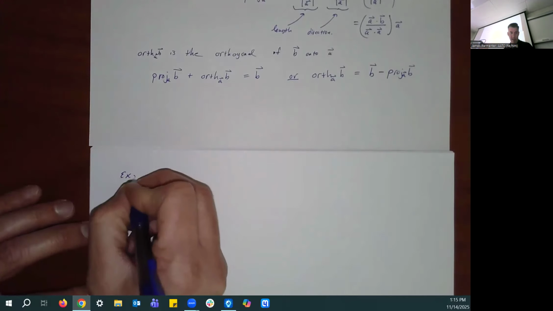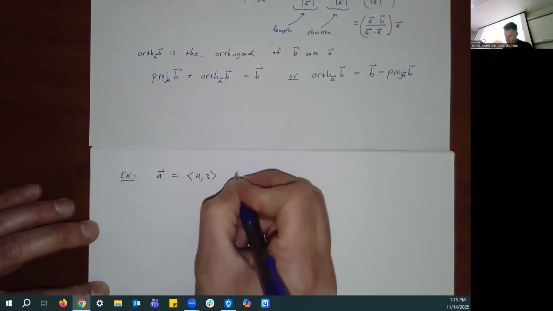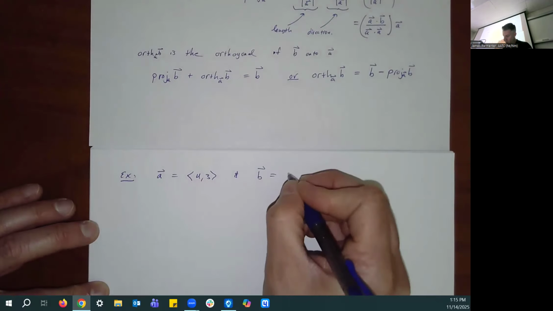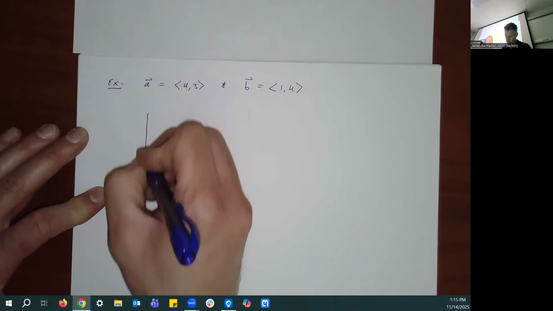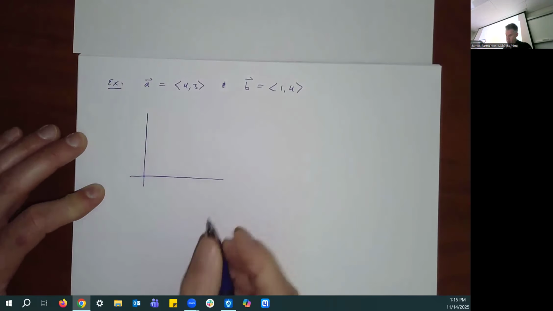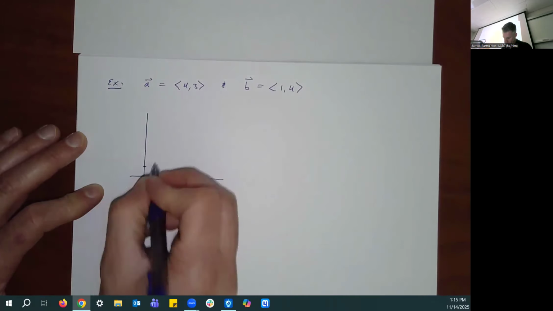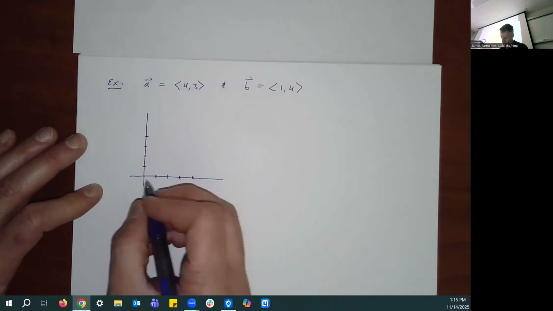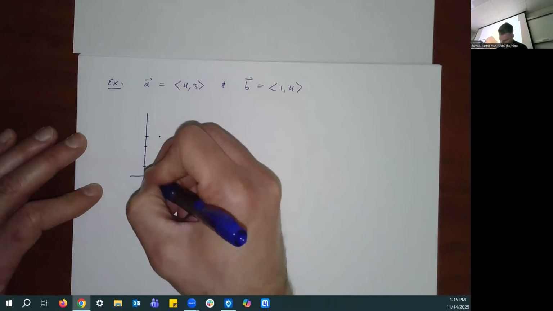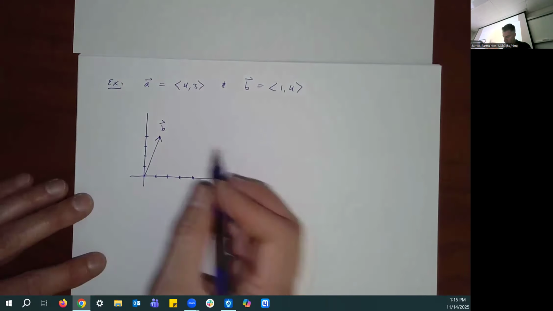So example, let's say that A is the vector 4, 3, and B is the vector 1, 4. And although we don't need to draw a picture here, I'm going to draw a picture just so we can see what's happening. Try to draw it as nicely as I can. So let's see, we're going over 4, up 4. And the vector B is 1, 4, so we're going over 1 and up 4. So here's your vector B. And over 4, up 3.